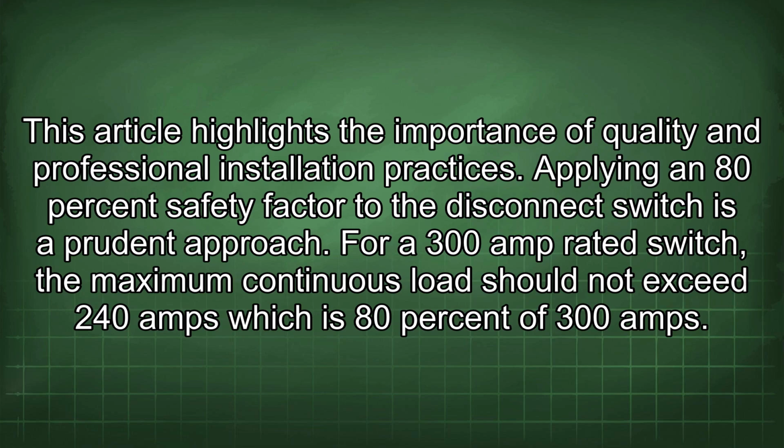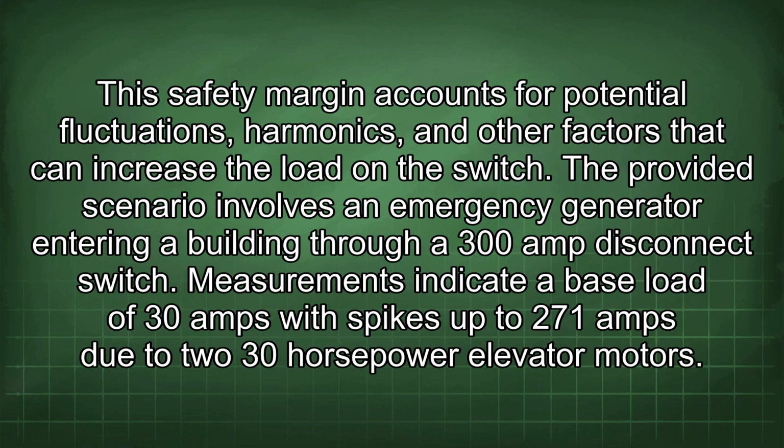Applying an 80% safety factor to the disconnect switch is a prudent approach. For a 300 amp rated switch, the maximum continuous load should not exceed 240 amps, which is 80% of 300 amps. This safety margin accounts for potential fluctuations, harmonics, and other factors that can increase the load on the switch.